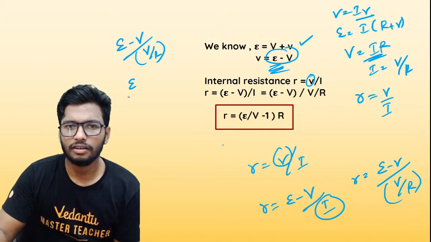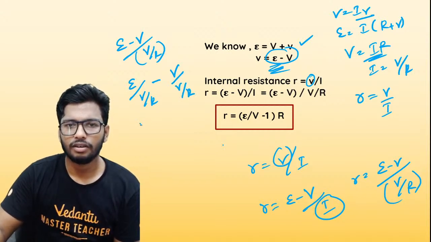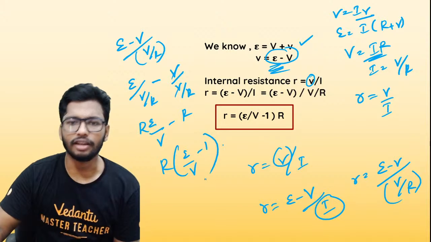Epsilon divided by V by R minus V by R. So epsilon minus V divided by V gets cancelled into R. So what will you get? R, you can take it common. Epsilon minus V minus 1.